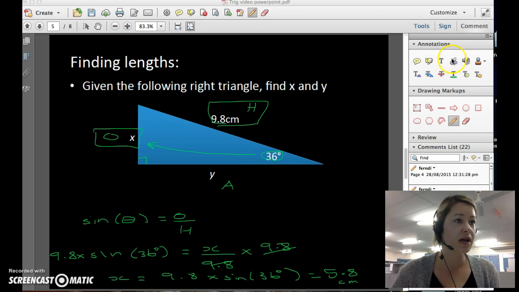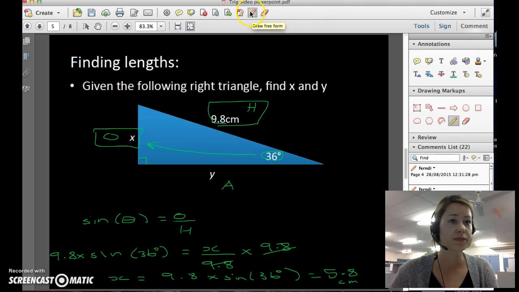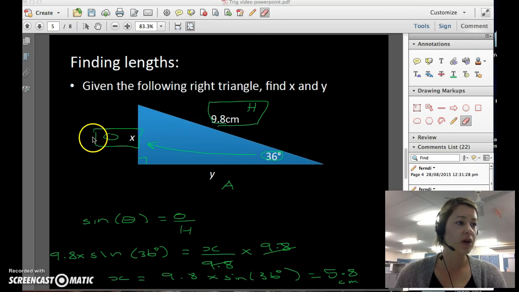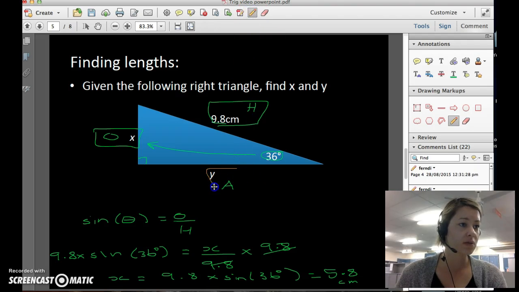Okay, so again we've got our opposite, and now what we want to use is our adjacent. We want to use the adjacent side, this one, and again the hypotenuse, and so the identity including adjacent and hypotenuse is the cosine identity.